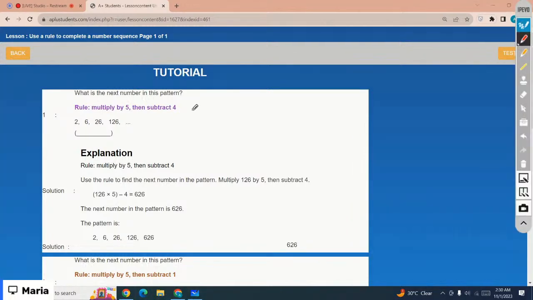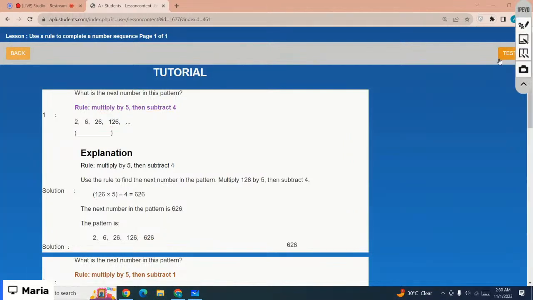Here you have multiply by 5 and subtract 4. That means you have to multiply 126 times 5 and then subtract 4. Basically, you have to apply the given rule. Got it? You don't need to find the rule. Earlier we had to find the rule, but now you are given the rule. You just have to follow the rule. So that is 126 times 5 minus 4. So the next number in the sequence is 626. Got it? Let's start with the practice questions.